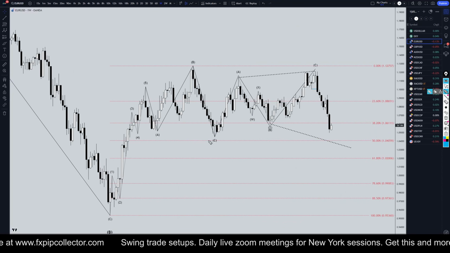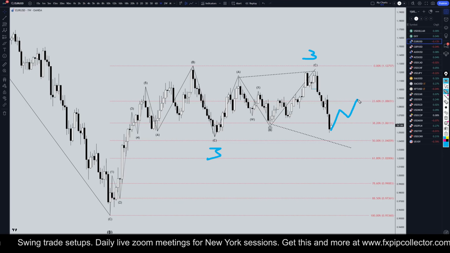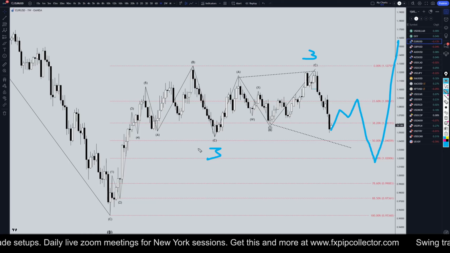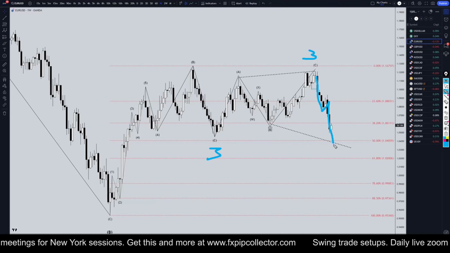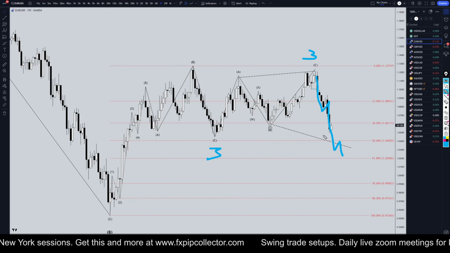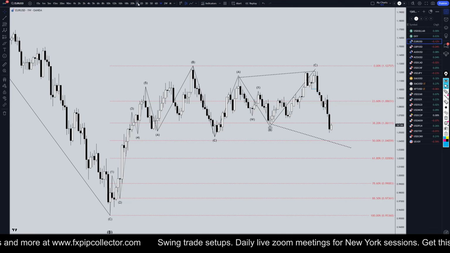So on the weekly time frame, like I've been saying, I think this is either a 3-3-3 pattern, which would likely end up looking something like this, for 3 waves down, 3 waves up, 3 waves down, or possibly this is a 1, 2, 3, 4, 5 wave pattern for a 3-3-5 pattern. Either way, the trend is definitely still down on these higher time frames.